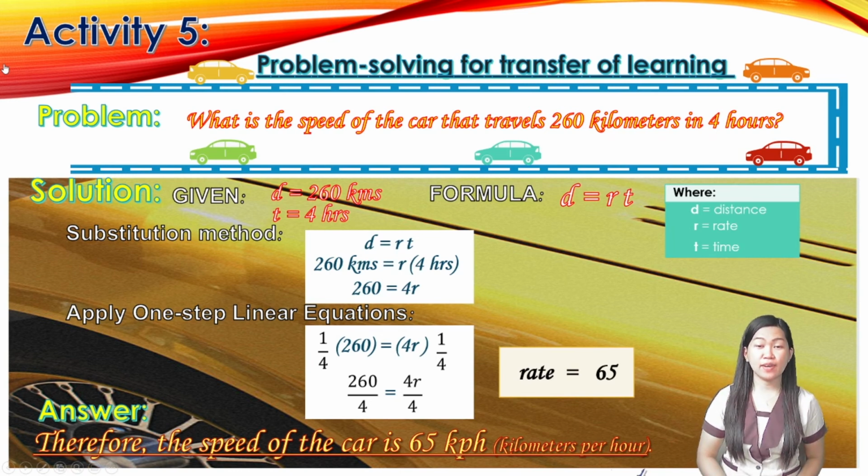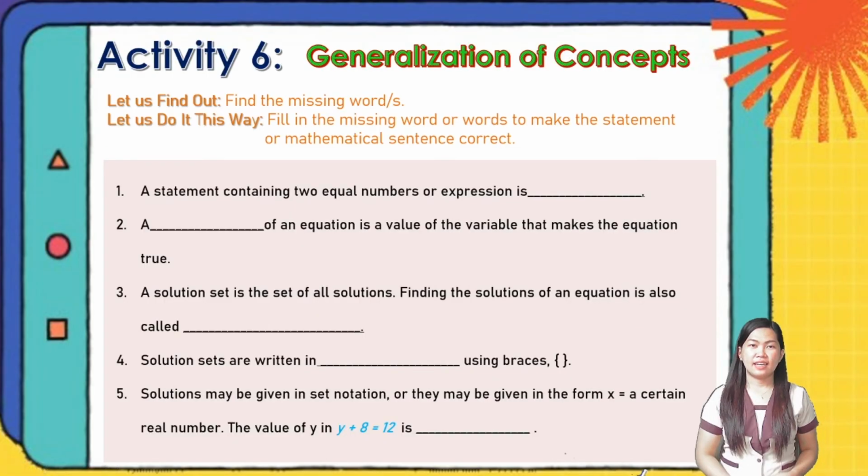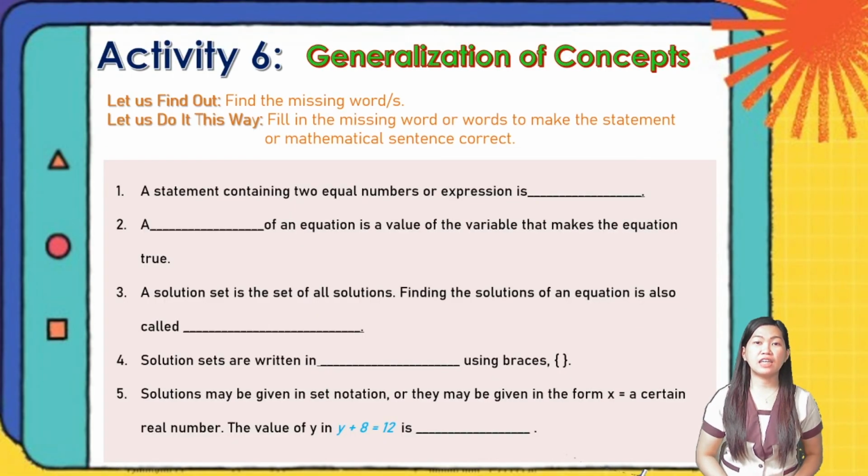Do you have any questions regarding our topic for today? If none, let us have another activity. Activity number 6, generalization of concepts. So let's find out the missing word or words by filling in the missing word or words to make the statement or mathematical sentence correct.